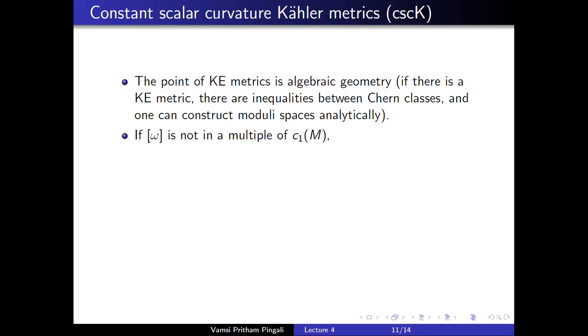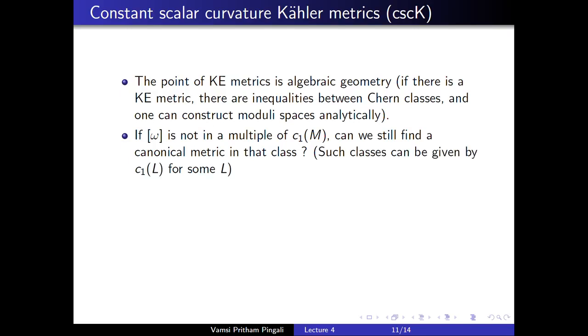Unfortunately, if C1 of M does not have a sign, then you can't have Kahler-Einstein metrics. But can we find some standard nice metric in that class, even if there is no sign, or even if C1 of M has a sign but omega is not in that class? That's an interesting question.